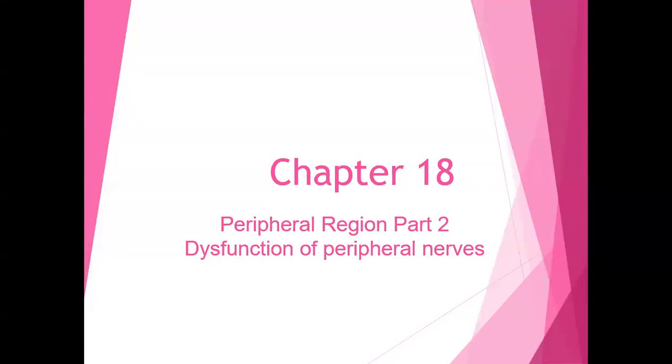Compared to other areas of the nervous system, the peripheral nerves seem pretty simple, don't they? Which is great. So we talked about basically the peripheral nerves, and now we have to talk about dysfunction in the peripheral nerves.